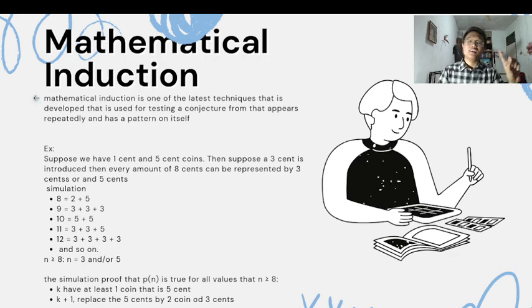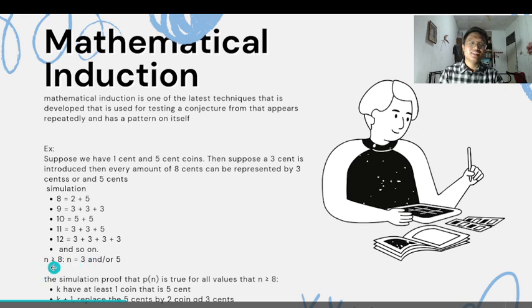Suppose there are 1 cent and 5 cent coins, and then suppose there is a newly released 3 cent coin. Then every amount of 8 cents or more can be represented as 3 cents and 5 cents. This is the simulation I put here. 8 is equal to 3 added by 5. 9 is equal to 3 added by 3 three times, and so on.